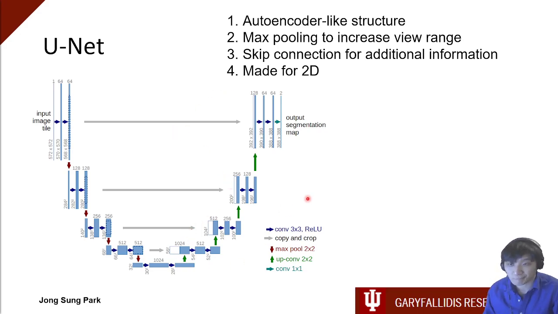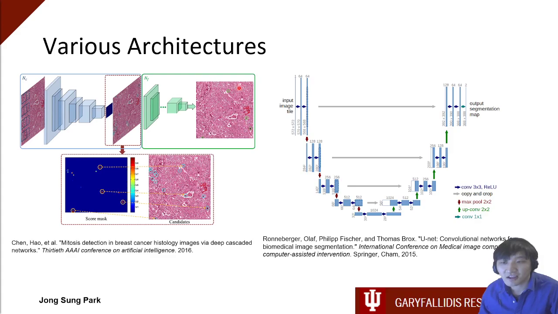The decoder then creates a segmentation map. And U-Net was first made for 2D. However, now there are things like 3D U-Net and all sorts of varieties of U-Net architectures. There are even architectures where they combine this cascaded idea with the U-Net, so they have an output segmentation map at every resolution of the decoder layer, and combine those to create a final segmentation map.